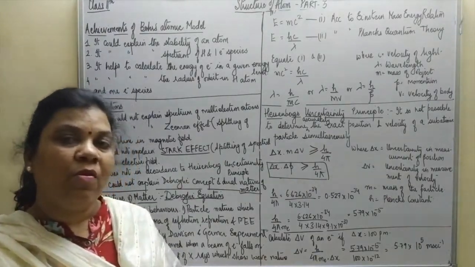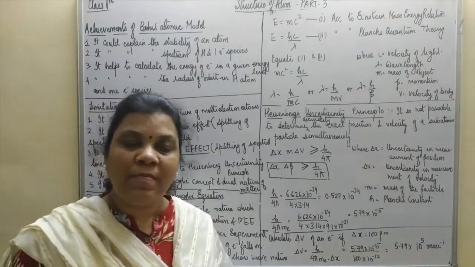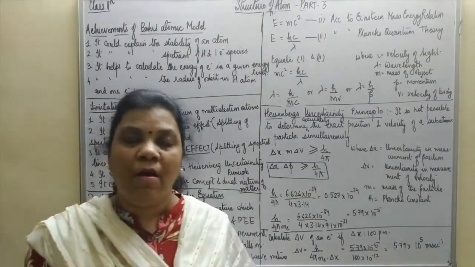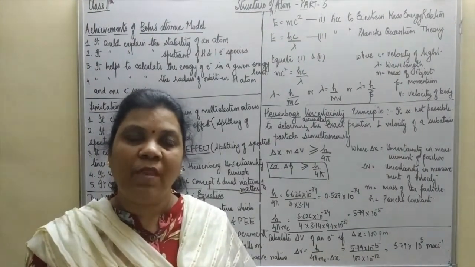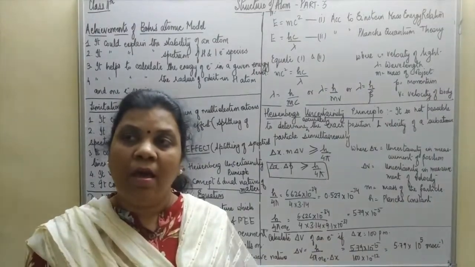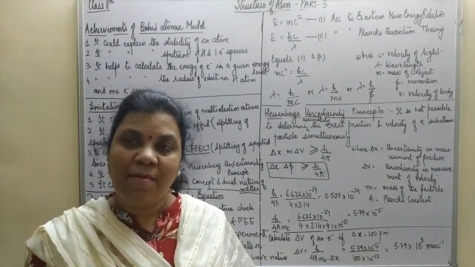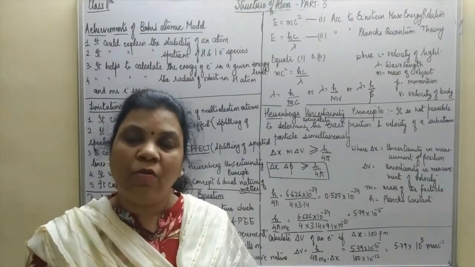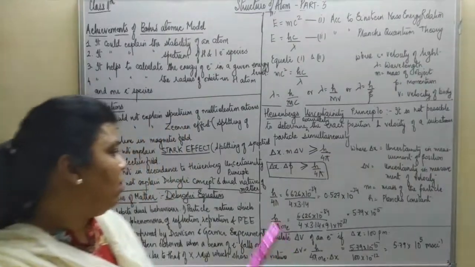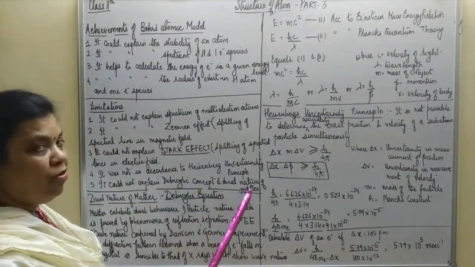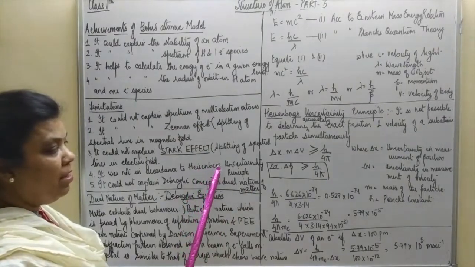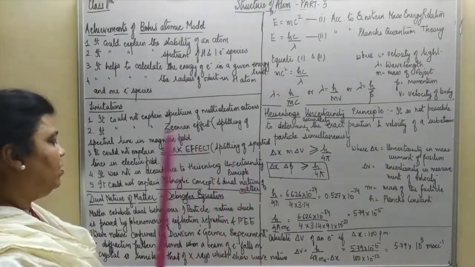To summarize all these drawbacks: no explanation was given for the spectrum of multi-electron species. It could not explain the Zeeman and the Stark effect. It could not explain the de Broglie concept and the dual nature of matter. Neither could it explain the Heisenberg uncertainty principle.